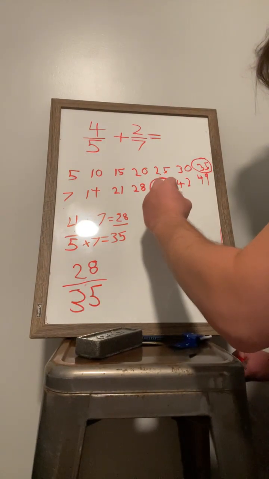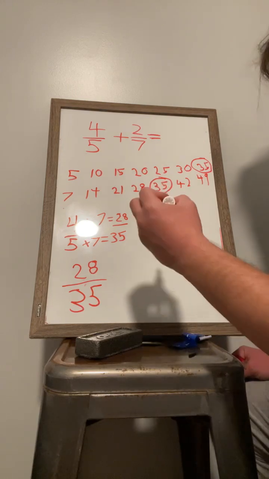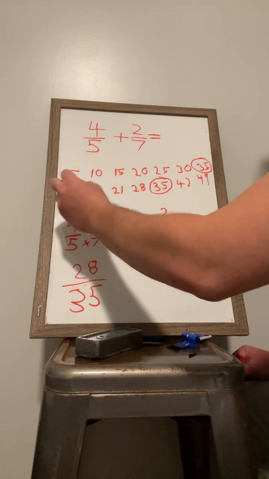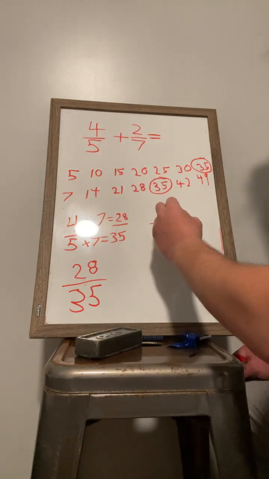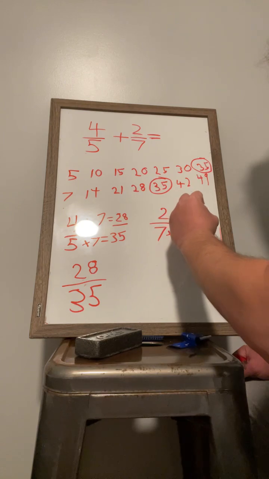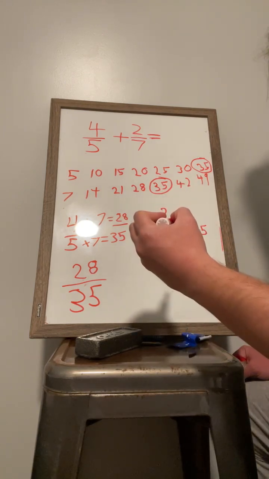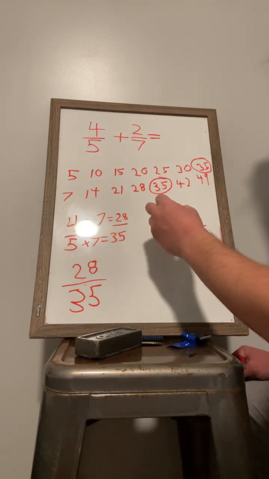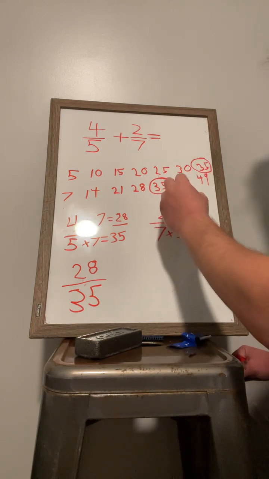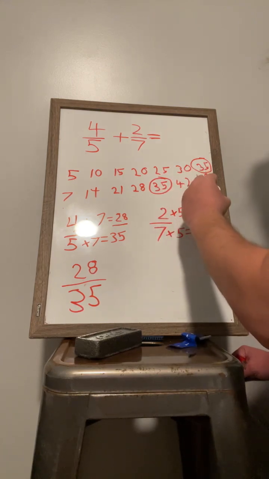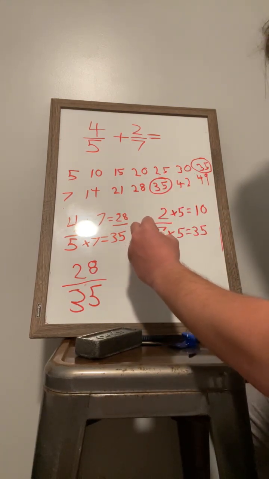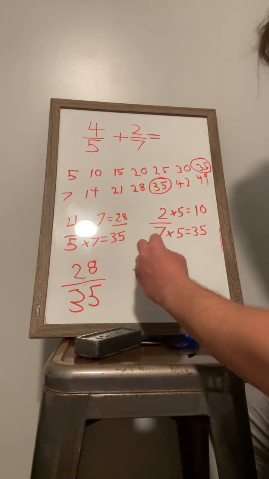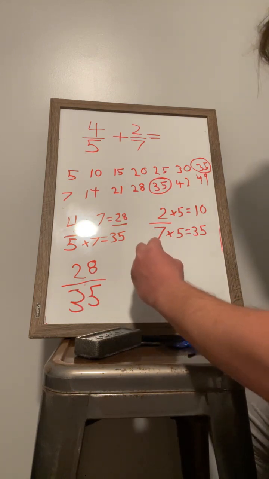Now 2/7. Got to convert 2/7 into 35ths. So I had to count by 7 5 times to get to 35. 1, 2, 3, 4, 5. 5 times. So 7 times 5 equals 35. When I do the denominator, I've got to do the numerator. So 2 times 5 equals 10. So we have our converted fraction here. 2/7 would be equal to 10/35ths.